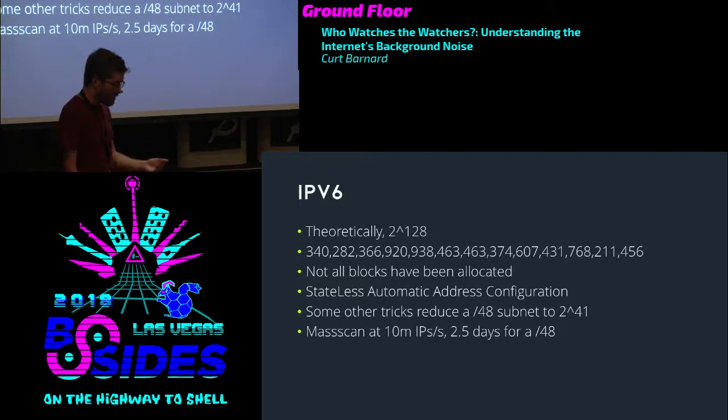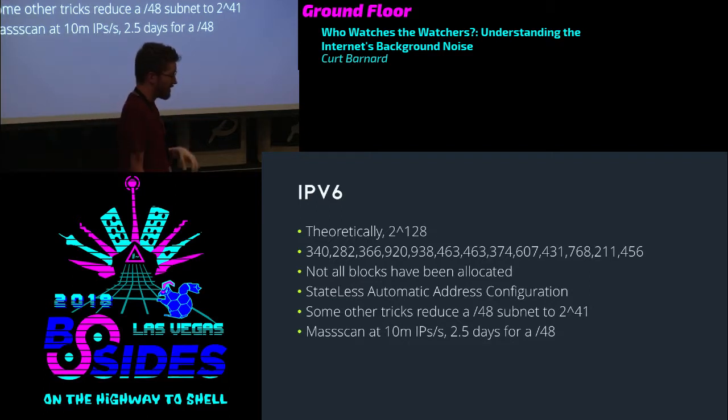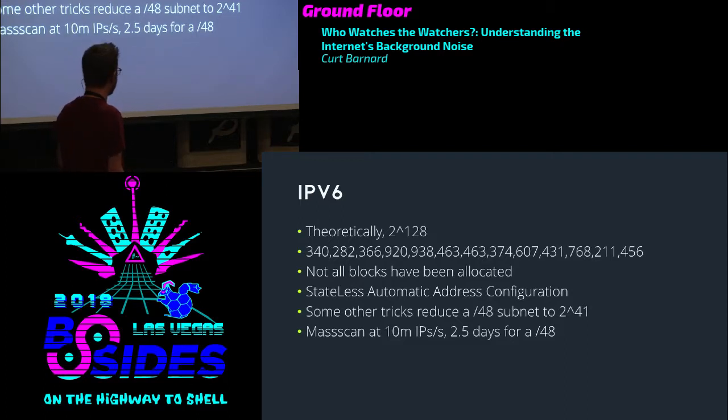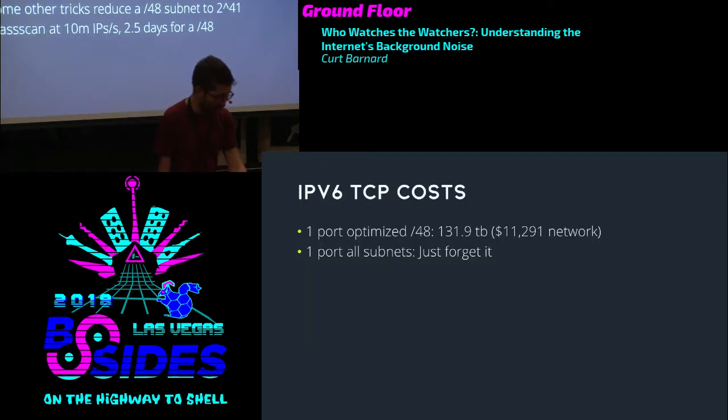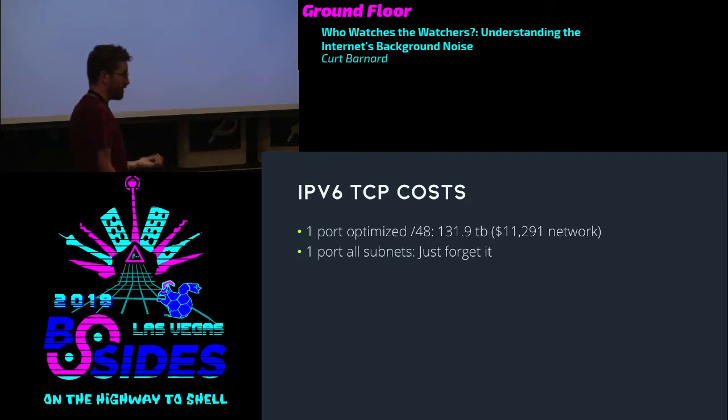And so if you use some of these tricks, you can reduce the number of bits in a /48 subnet to 41. But that's actually still crazy. Scanning a single /48 with masscan, which says it does 10 million IPs per second, would take you 2.5 days. But there are 2 to the 78 of these. And if you look at the cost, scanning a /48 is like $11,000. So doing that 2 to the 78 times, it's just not going to happen.